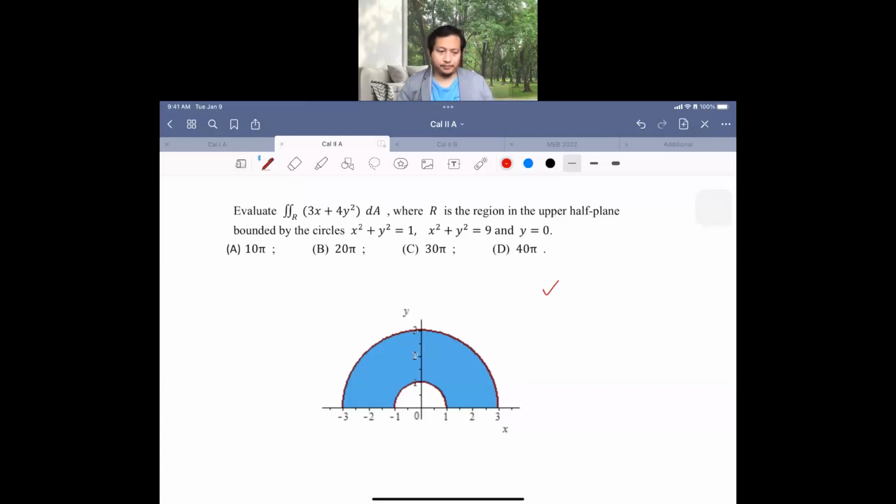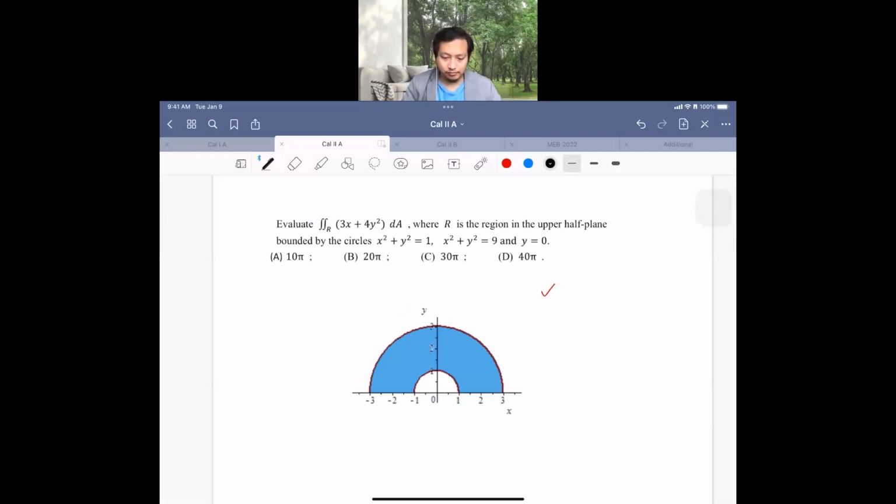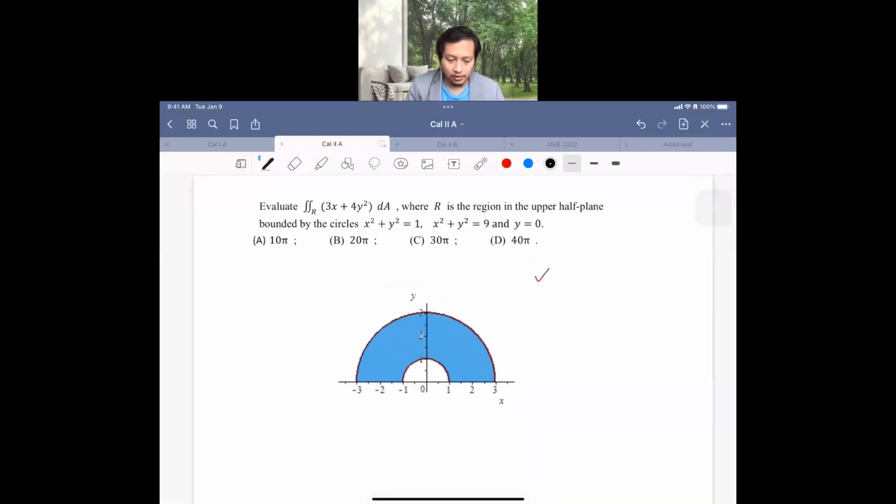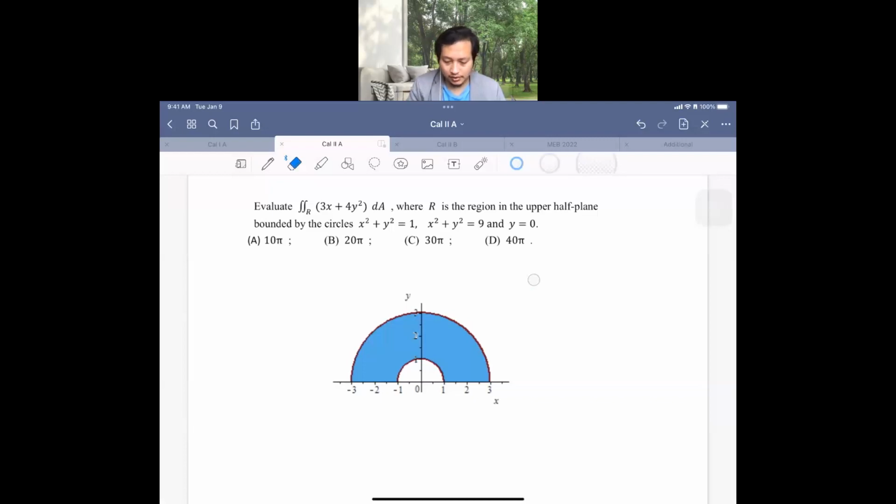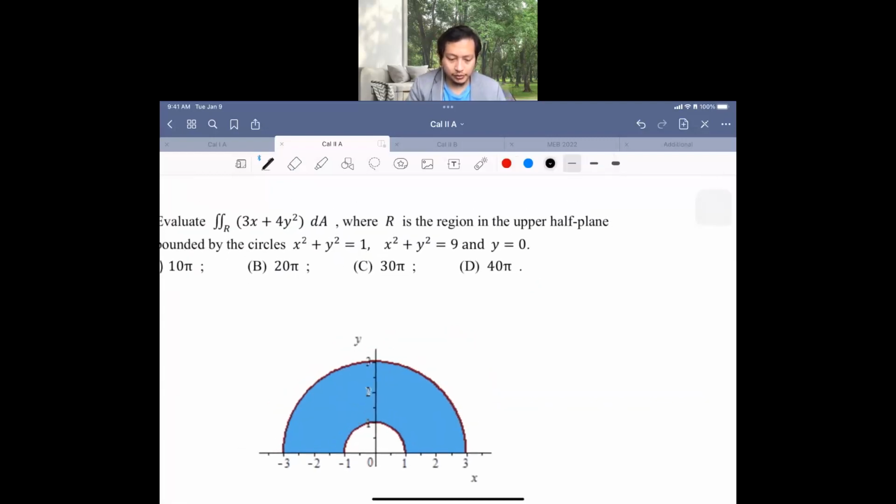Okay, any solution for this one? Anyone get the answer? A, B, C, D. D, yes, correct. Let me solve this and write the steps for you. D is the answer.